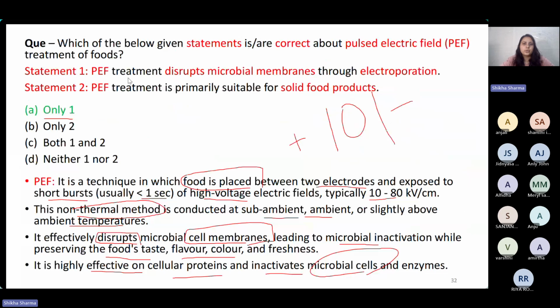So statement 1 is saying that pulsed electric field treatment disrupts the microbial membrane through electroporation, which is correct, and that it is primarily suitable for solid food products, which is wrong, because I think it is mostly used for liquid food products.